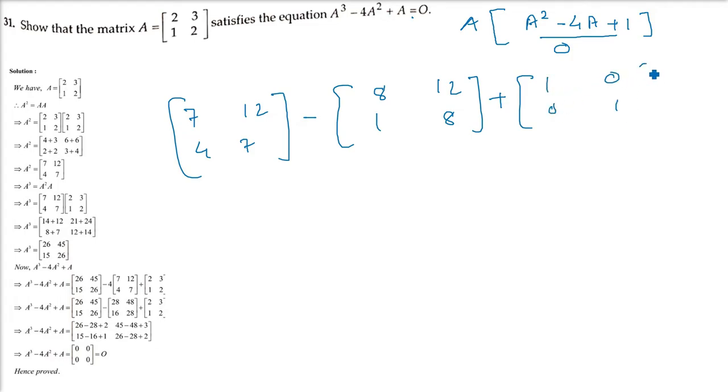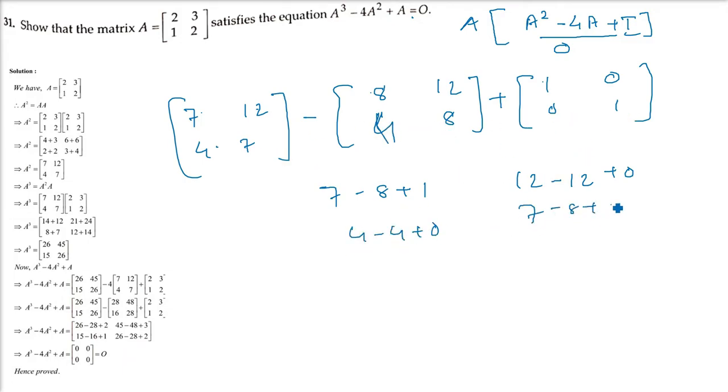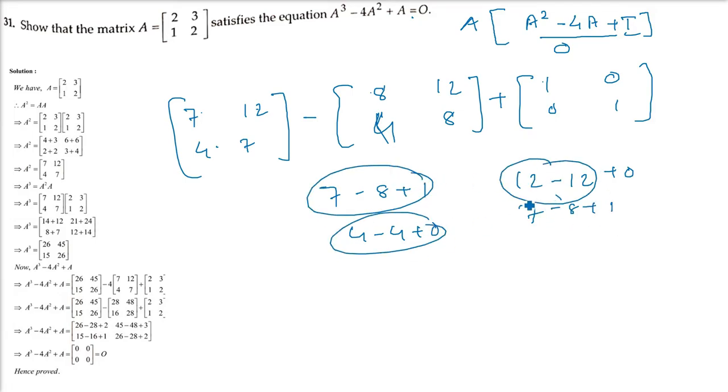Now you see, if this comes 0, then everything is 0. So this is 7 minus 8 plus 1. What is this? 7 minus 8 plus 1 is what? It is 12 minus 12 plus 0. 4 minus 4 plus 0. This is 4, so multiply 4. 7 minus 8 plus 1. Okay, this is 0. This is 0. This is 0. Everything is coming 0. Even if it is multiplied by A, it doesn't matter.